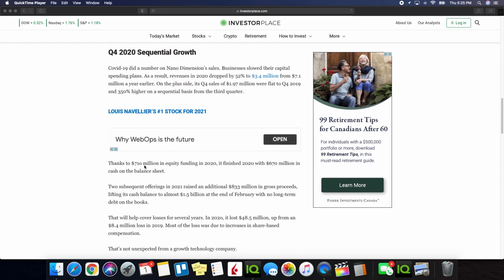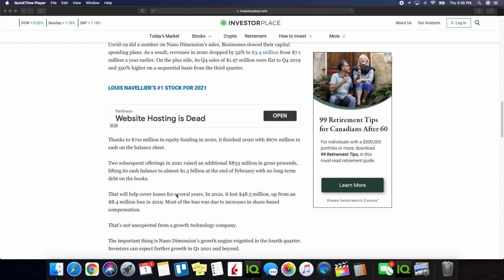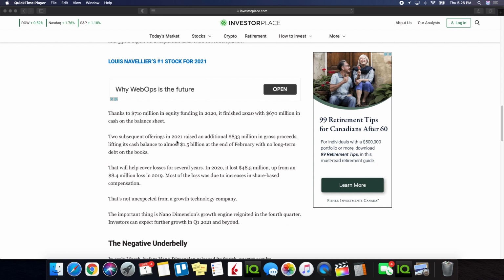Thanks to $710 million in equity funding in 2020, it finished 2020 with $670 million in cash on the balance sheet. Two subsequent offerings in 2021 raised an additional $833 million in growth proceeds, lifting its cash balance to almost $1.5 billion at the end of February with no long-term debt on the books, which is great, especially if you are a shareholder hearing something like this.